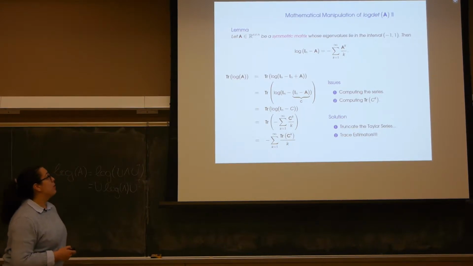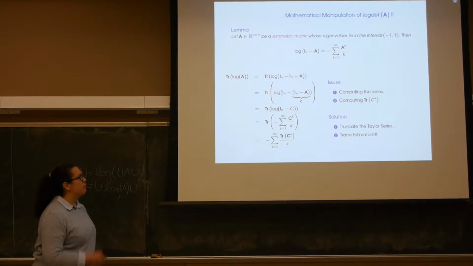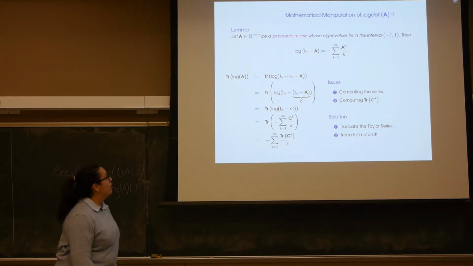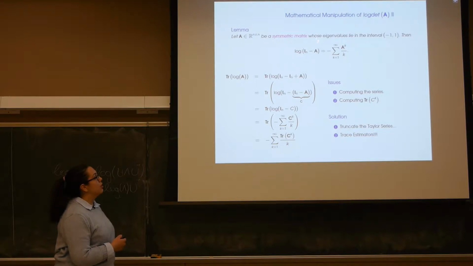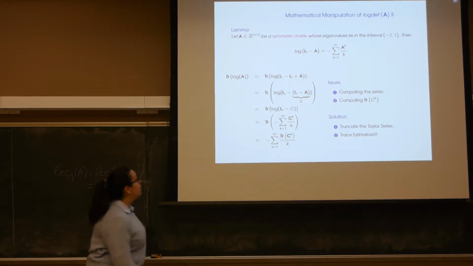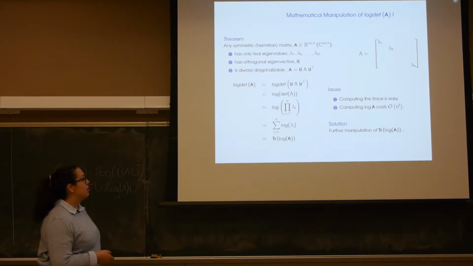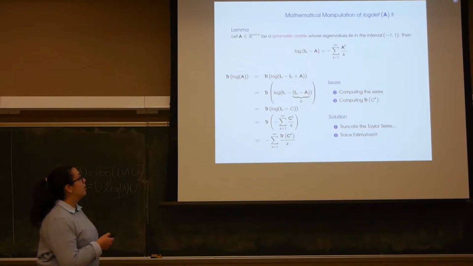So we use a lemma that is a generalization of a series produced from the Taylor series, which says that if I have a symmetric matrix A with eigenvalues lying in the interval -1, 1, then I can compute this function as the infinite sum of A^k divided by k. So I'm going back to this formula over here, and I plug in this thing as follows.